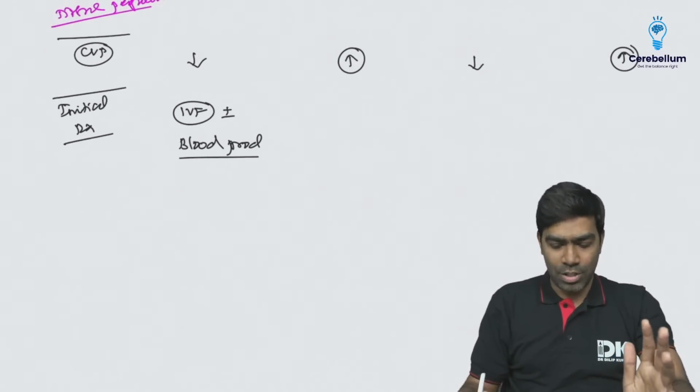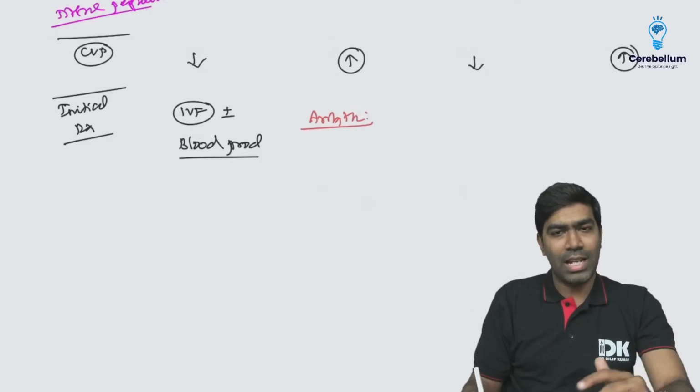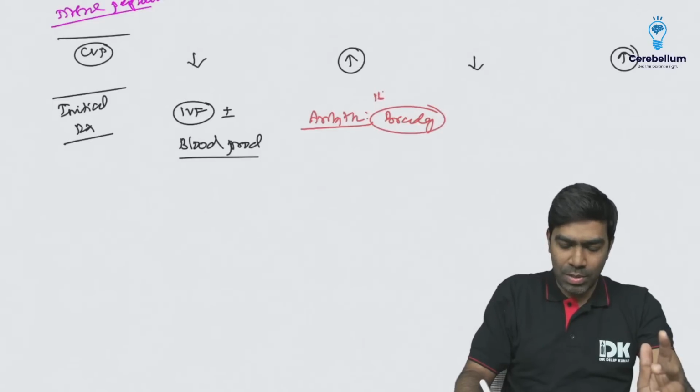Okay, so what about cardiogenic shock? If it's an arrhythmogenic shock, if the patient is suffering from arrhythmias, then treat the arrhythmias. So if it's a bradyarrhythmia, you know the first line treatment is going to be atropine. If the patient is in shock, first is atropine.